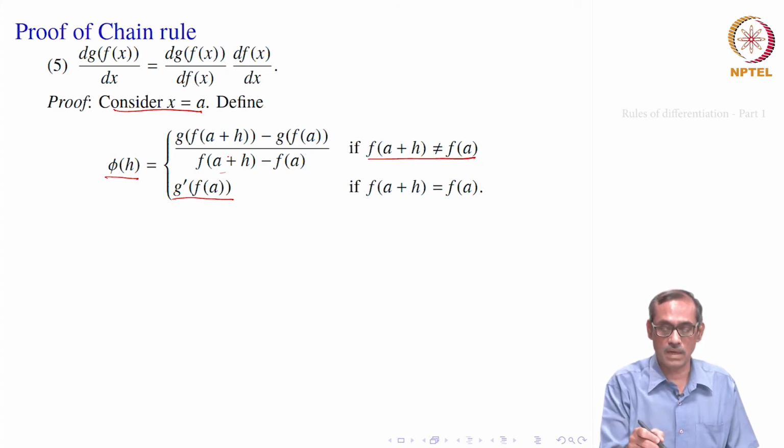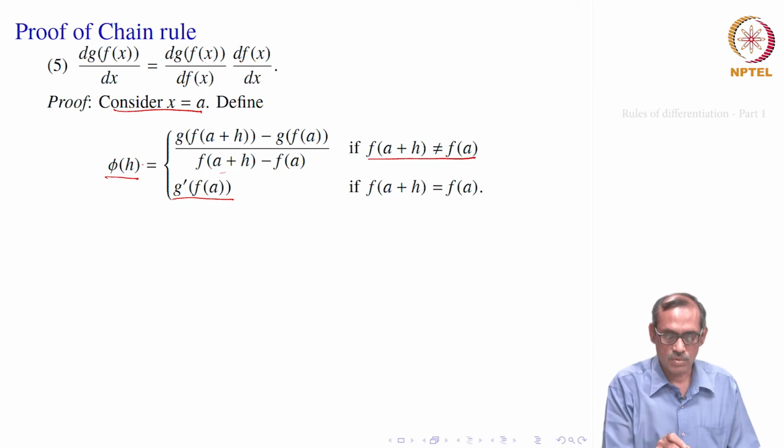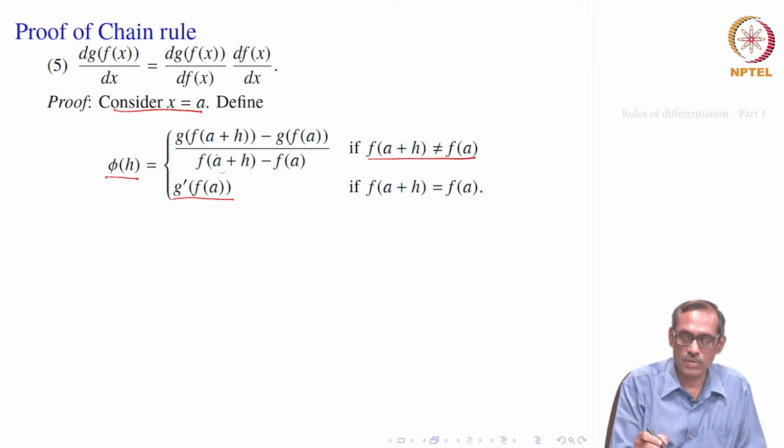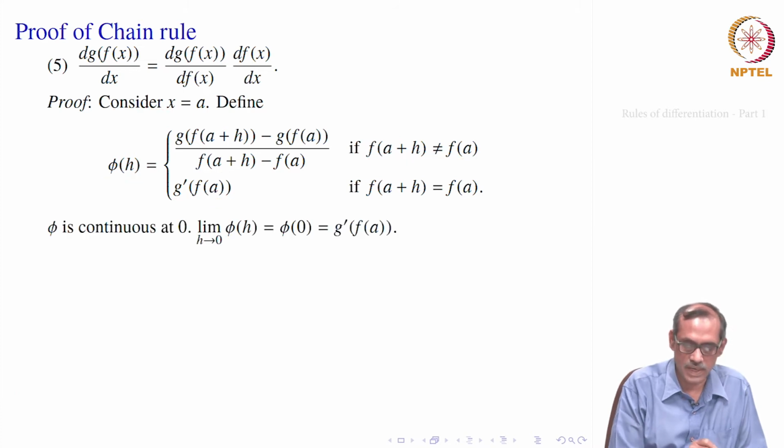So, our assumptions are obvious that g should be differentiable at this point f of a. That is of course there because of the implicit assumption that it is differentiable, then only we can find its derivative. So, we define this function phi of h equal to this if f of a plus h is not equal to f of a, and if that is equal we take g prime of f of a. Now, we want to discover some properties of this phi depending on h.